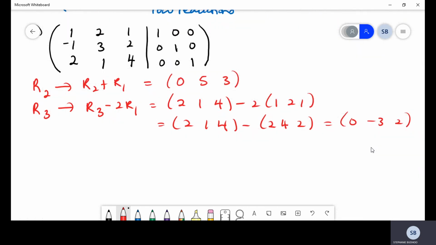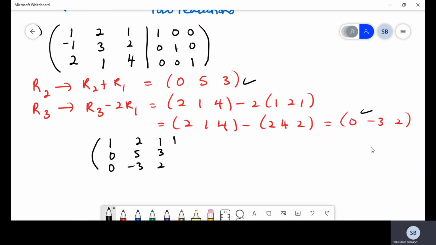So now we are going to rewrite our new matrix using these new rows. We have not done anything to our first row, so our first row remains the same. Our second row has now become 0, 5, 3, and our third row has now become 0, negative 3, 2. Now notice I closed my brackets here, and that's because I forgot that we are doing an augmented matrix. So please don't do that in exams.